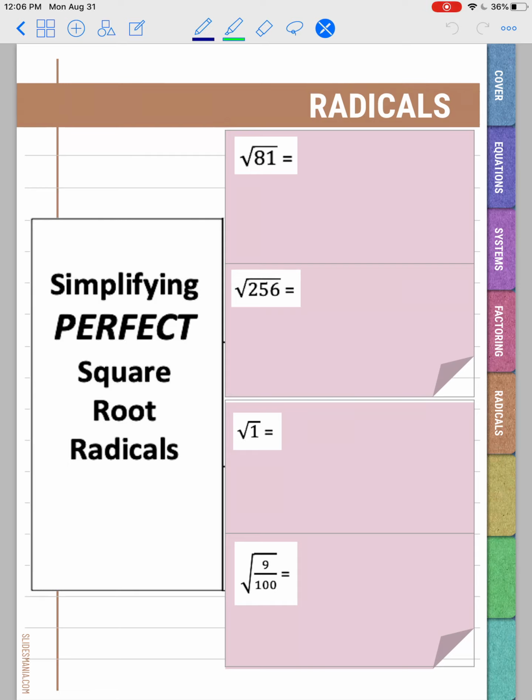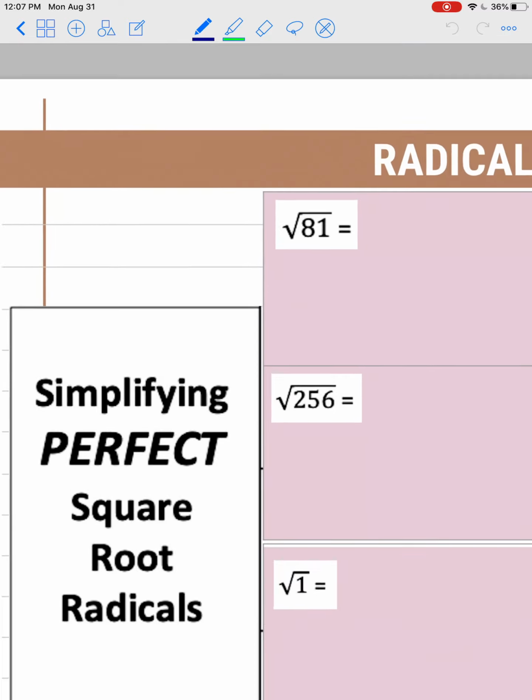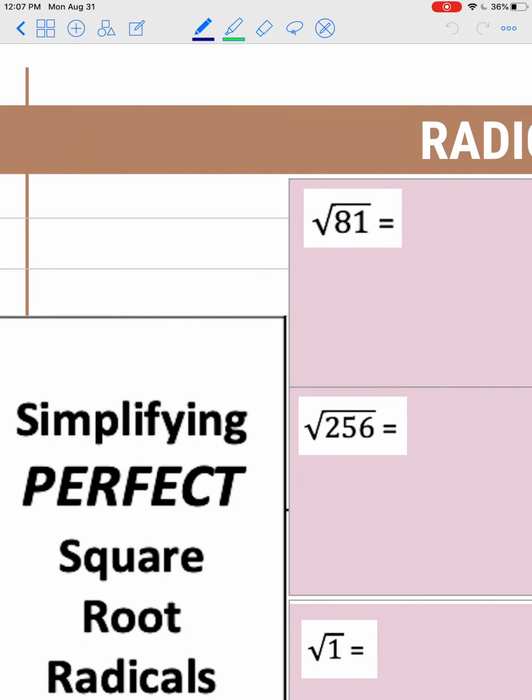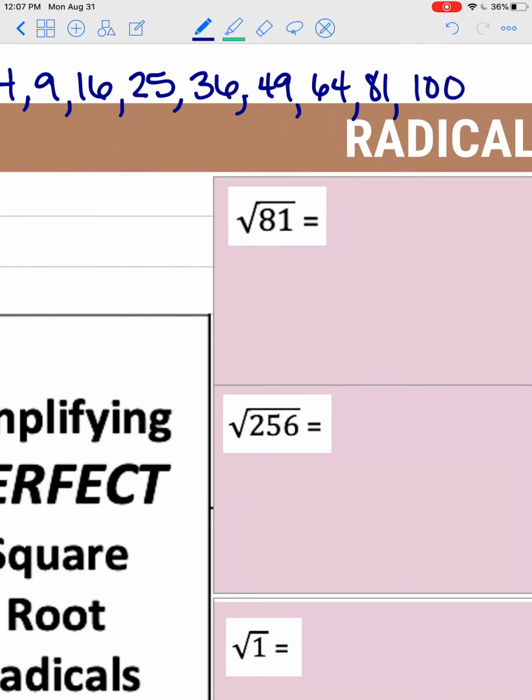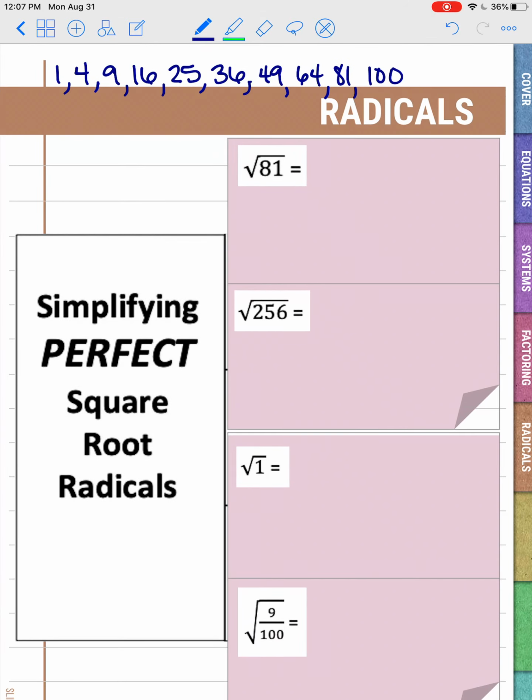So let's start with our perfect square roots. Think about when you square a number. 1 squared is 1, 2 squared is 4, 3 squared is 9. Think about that list of numbers, and I'm actually going to write them up here at the top, and it would probably be a good idea for you to do the same. So 1 squared is 1, 2 squared is 4, 3 squared is 9, 4 squared is 16, 5 squared is 25, 6 squared is 36, 7 squared is 49, 8 squared is 64, 9 squared is 81, and 10 squared is 100. Those you should pretty well know off the top of your head.